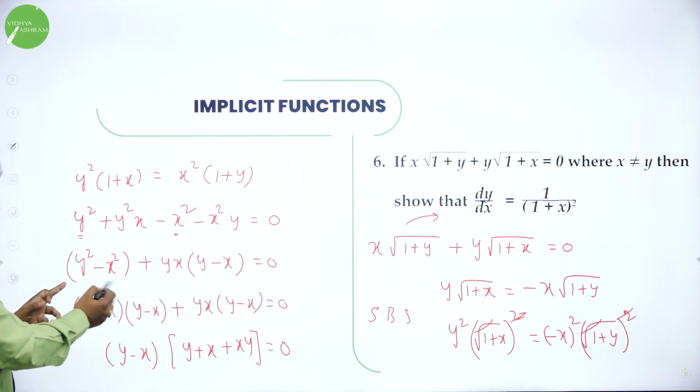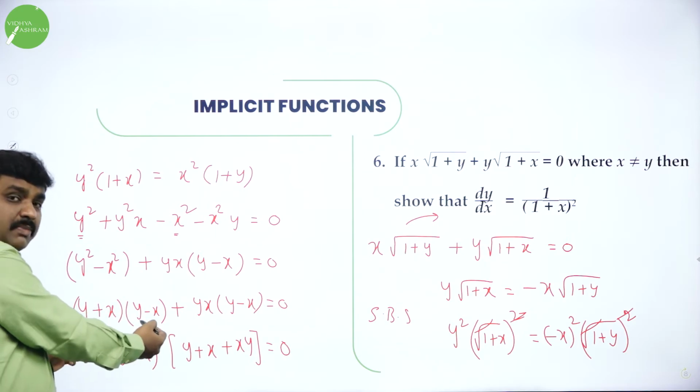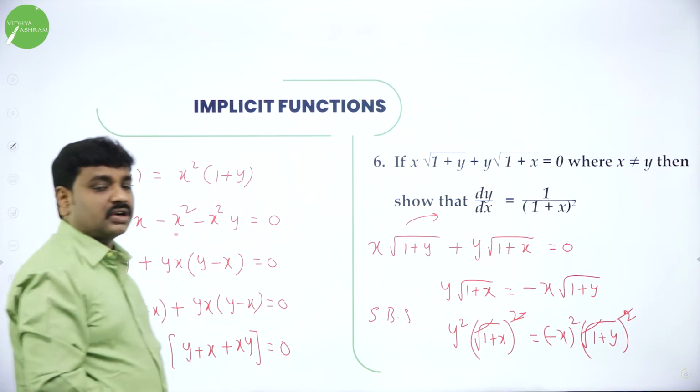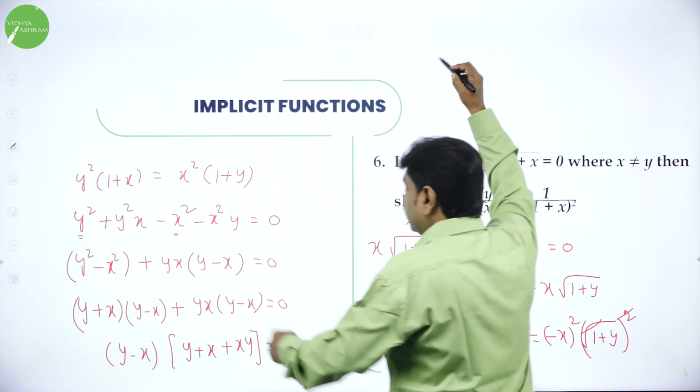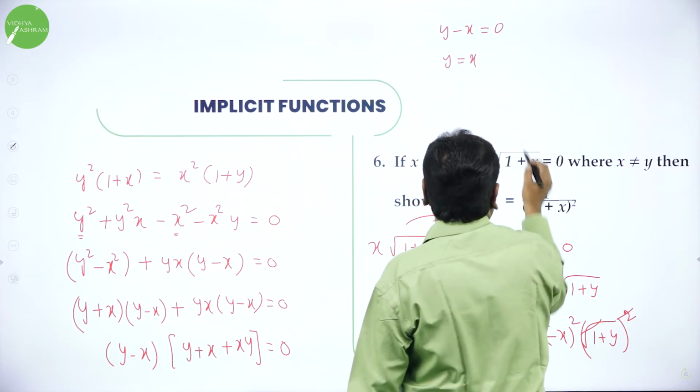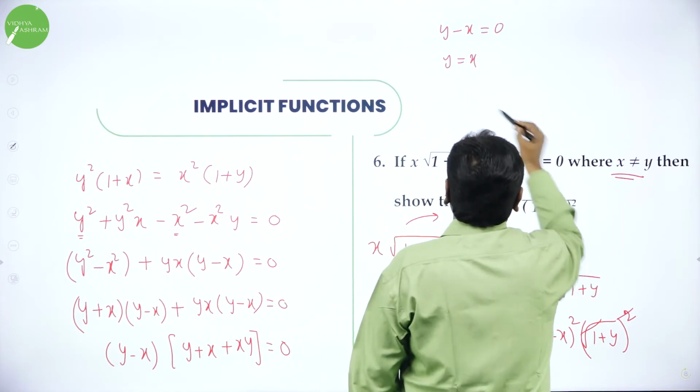And if you see, this is in the form a square minus b square. You know a square minus b square can be written as a plus b into a minus b, and in these two take y minus x. So this simplification plays an important role, and two terms are 0. So y minus x is equal to 0 and y will become x, but they told y is not equal to x. So this is ruled out.